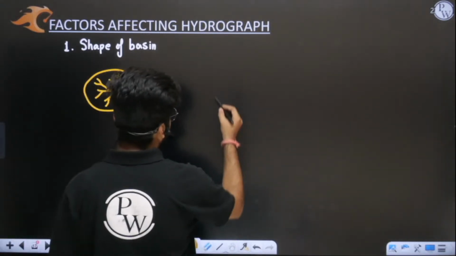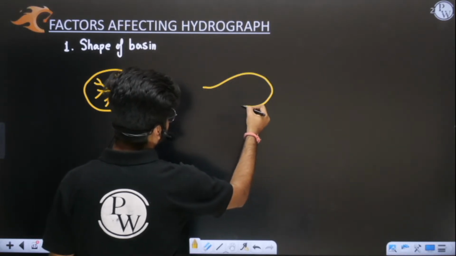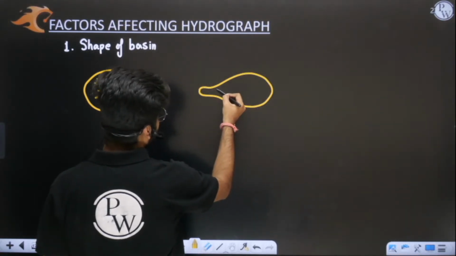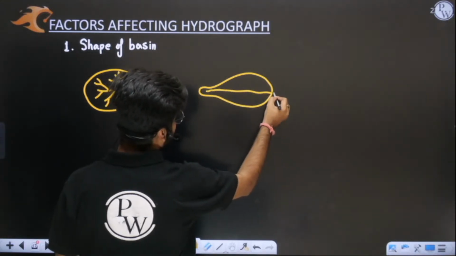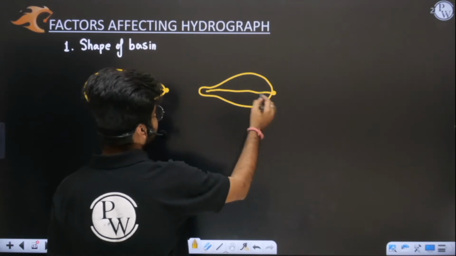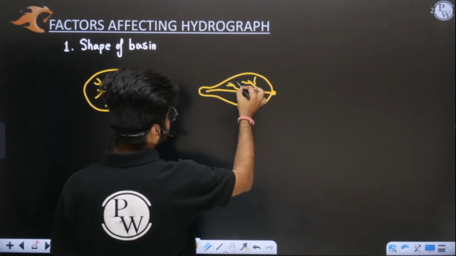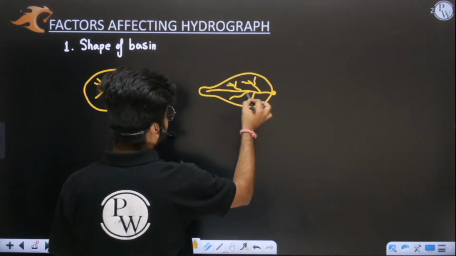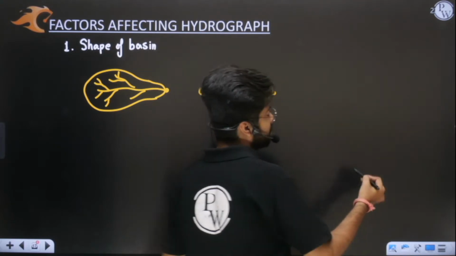Okay, let us say we have this kind of catchment area where you can see the outlet is here. Again, water is moving from here to here. What will be the difference if the shape changes? If the shape changes, how will the shape of the hydrograph change?